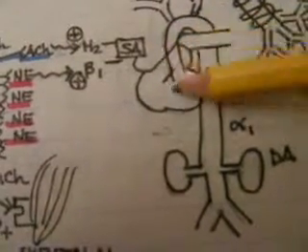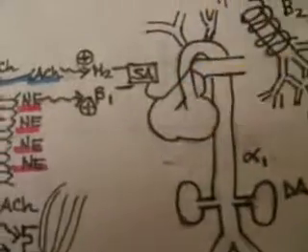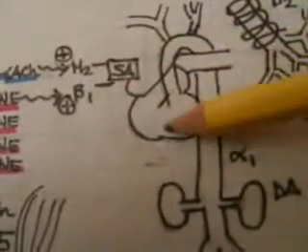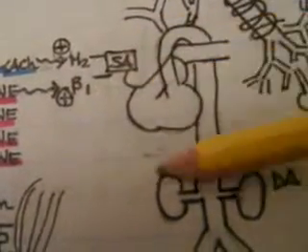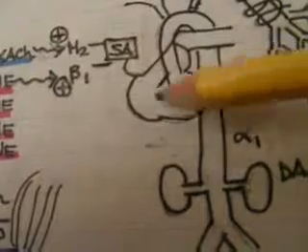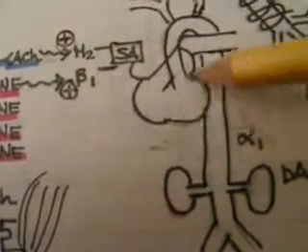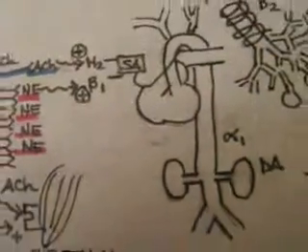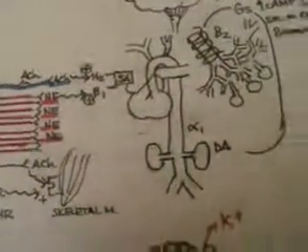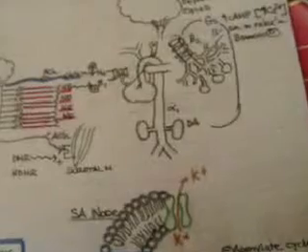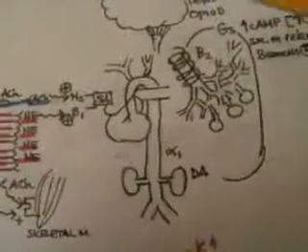The dromotropic effect increases the conduction velocity within the Purkinje fibers, which also increases the rate of conduction and therefore the heart rate. And the inotropic effect increases the contractility of the ventricles. And we'll talk about how that affects the hemodynamics in the upcoming lectures. The next thing we'll talk about are the adrenergic receptors.